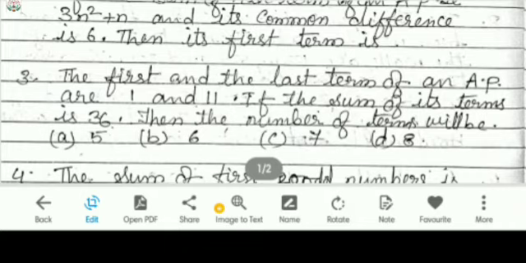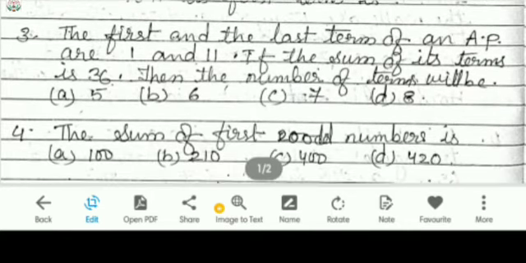So Sn is what? We know one more formula, that is n upon 2 into a plus L. L is the last term, a is the first term, both values are given, and Sn is given as 36. So 36 equals n upon 2 within bracket 1 plus 11, because a is 1 and L is 11. So 1 plus 11 will be 12. So n upon 2 into 12. On simplification, you will get the value of n. So how many terms will be there? That is n. So check what the value of n is. That will be the answer here.